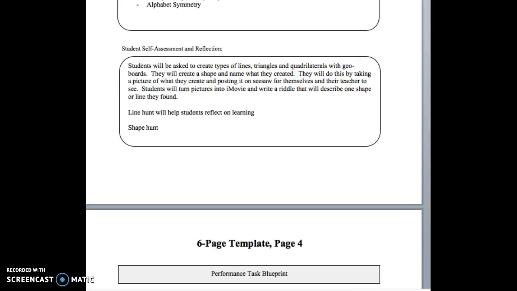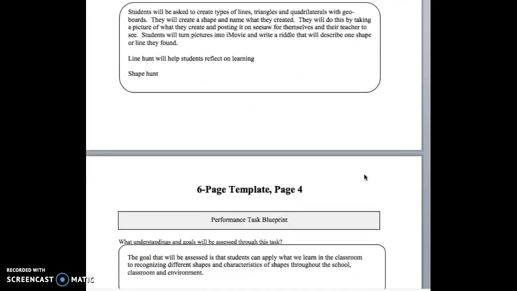I think it is very important that students use self-assessment and reflection when they are learning about new concepts. Because of that, they will be recording vocabulary, they'll be reflecting on what they're learning, and they will work with me to make sure that they are understanding.